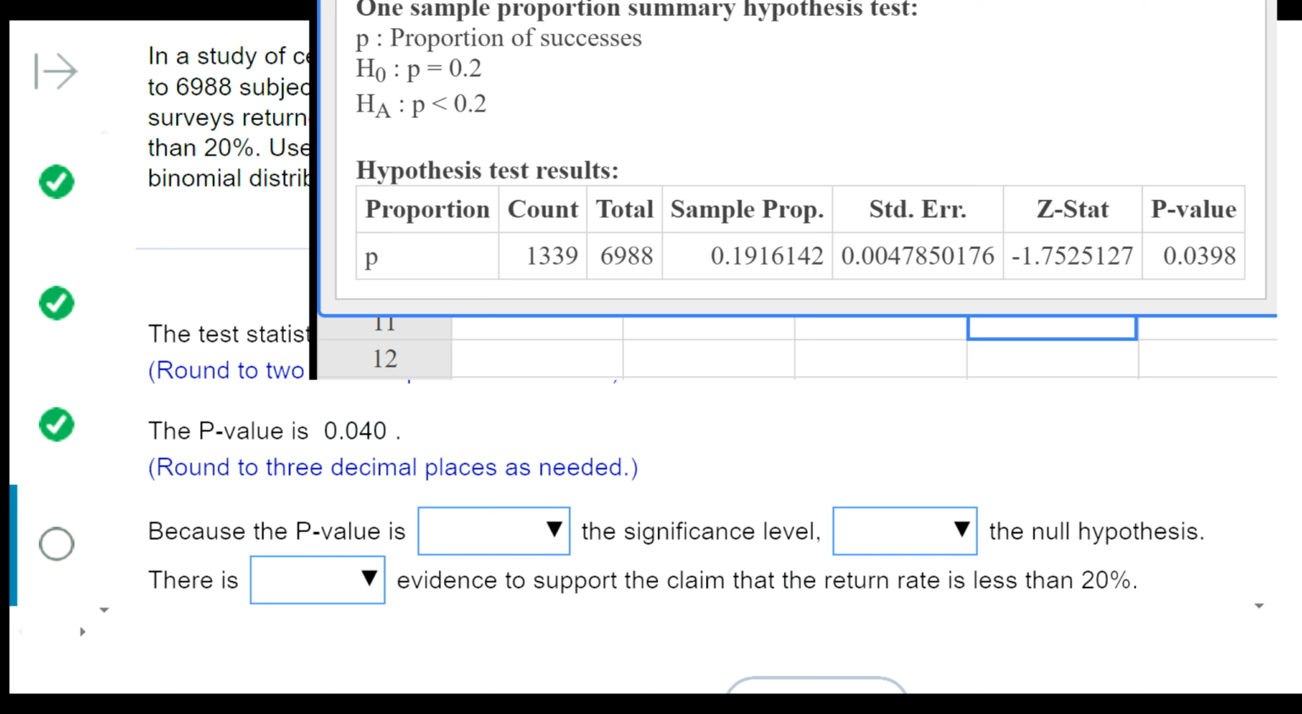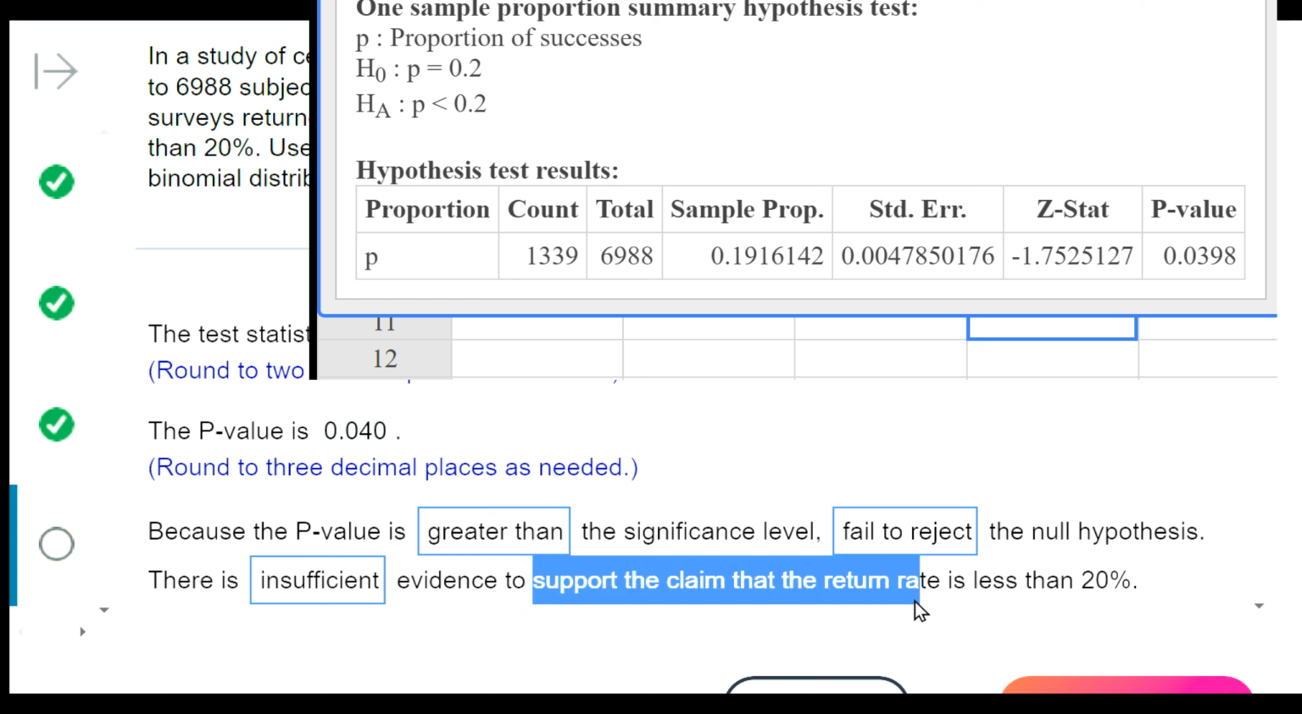0.04 is not less than 0.01, so the p-value is not low. I will fail to reject. Because the p-value is greater than the significance level, I shall fail to reject the initial hypothesis. There is insufficient evidence to support the alternate. I'm failing to reject the initial. That means it's like I'm keeping it. There's insufficient evidence to support the other one.